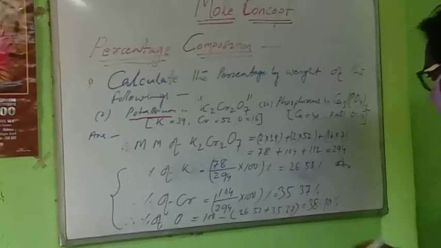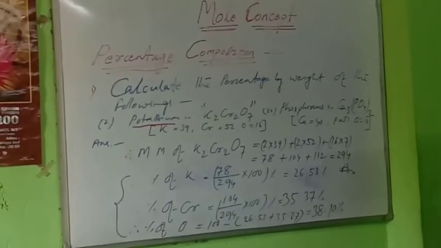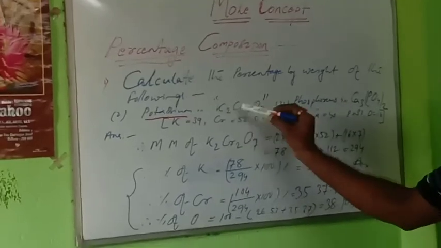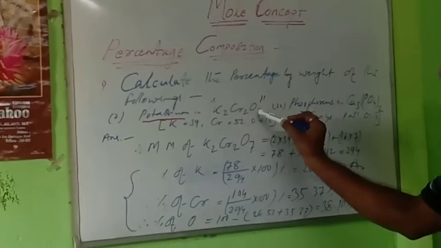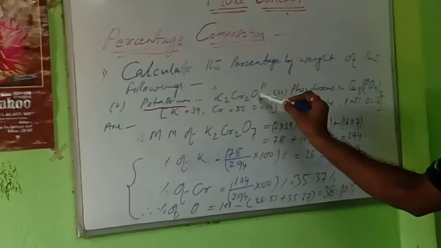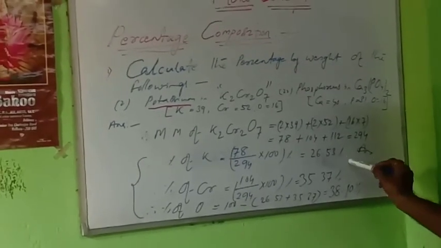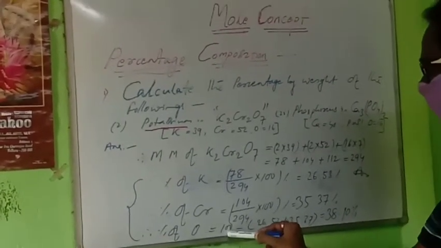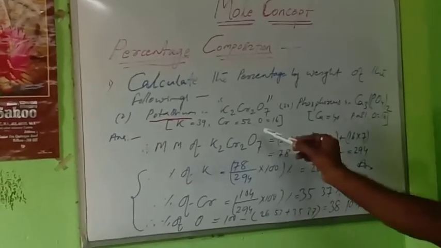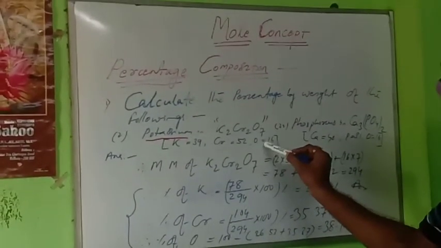If you add all the three, you will get 100. First you find the first element, then the second element's percentage. For the third element, just add the first two, then subtract from 100. This is the way of calculating the percentage composition of each element of a given compound. Let us go to the next question.